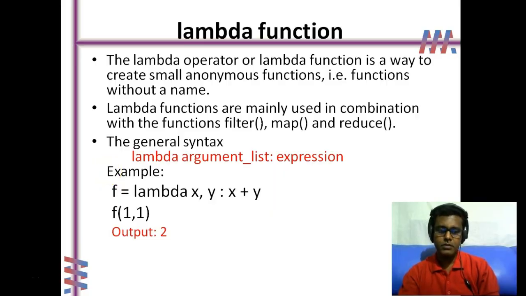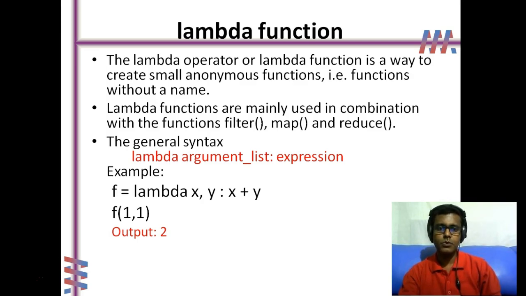Now I am going to call this lambda function with the help of the variable f. In the next line I have given f of 1 comma 1. These values 1 comma 1 will be passed to the variables x comma y, so the definition x plus y, the expression, will be evaluated based upon these inputs, and the output will be returned and the value will be printed as 2. So this is the way you write simple functions with the help of a lambda operator or lambda function.